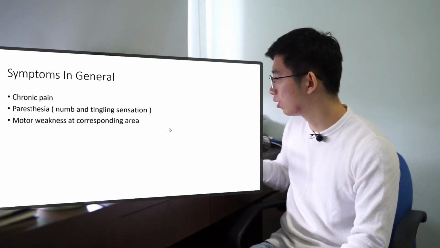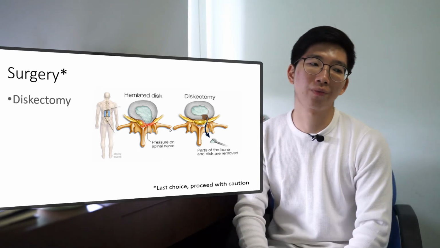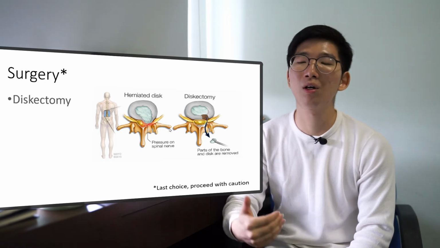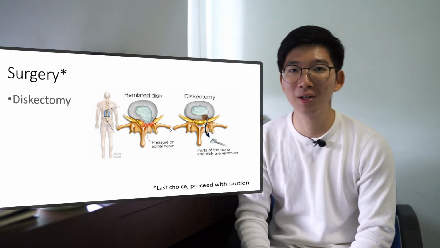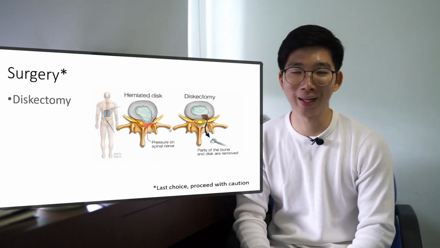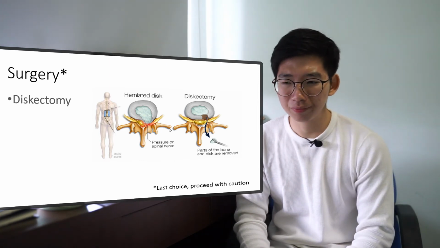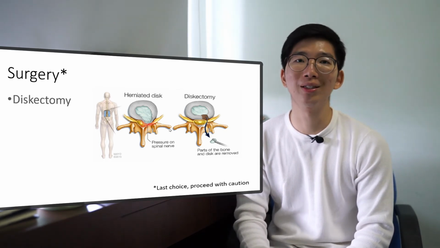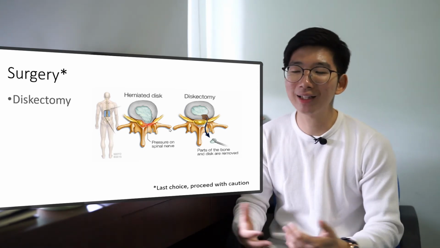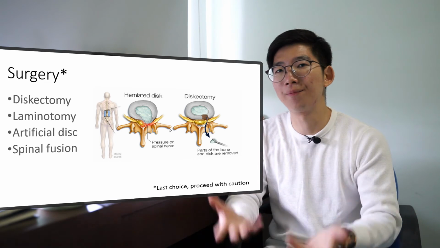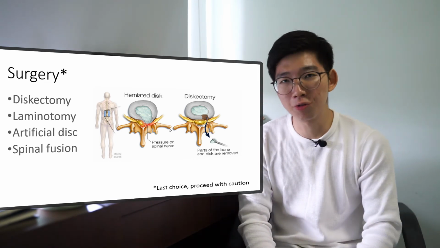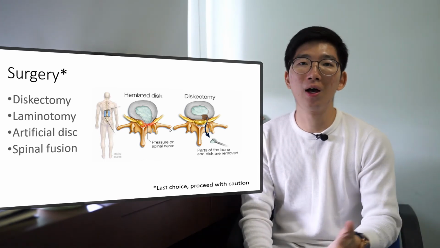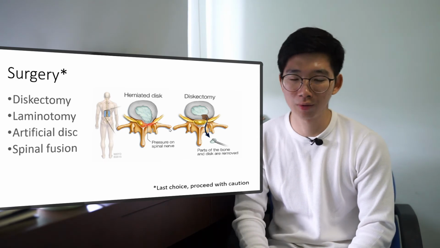Now, for surgery, we have a discectomy. Usually, the surgeon will remove the bulging areas of the disc or whatnot that's pressing against the nerves, and through this way, you may feel better. But the thing is, the disc may still prolapse again, so a surgery is no cure. There are other forms of surgery as well. We have laminotomy, artificial disc, we have spinal fusion. You can read it out on your own. Each have their own cons and pros.